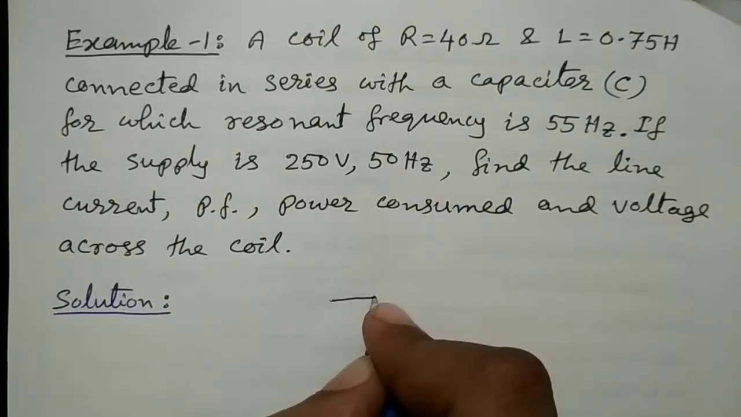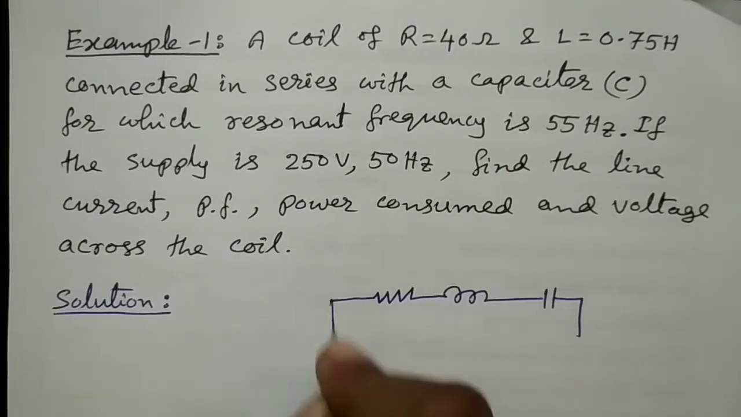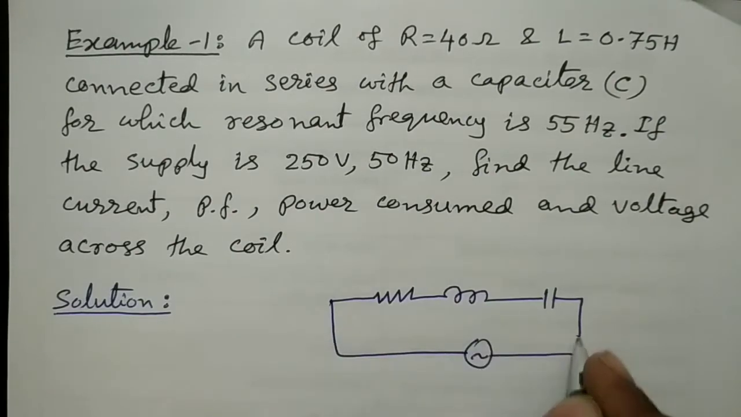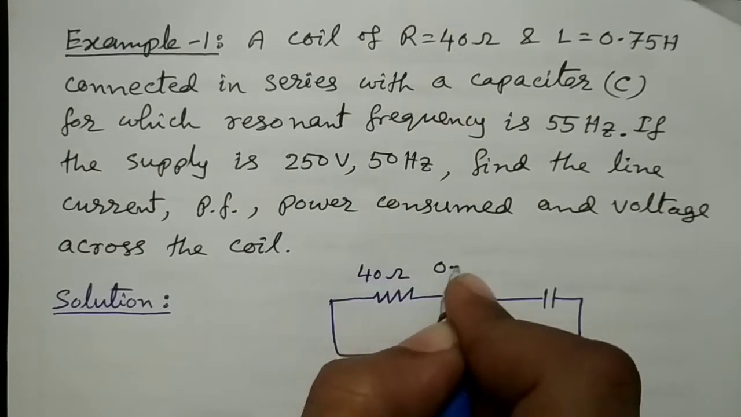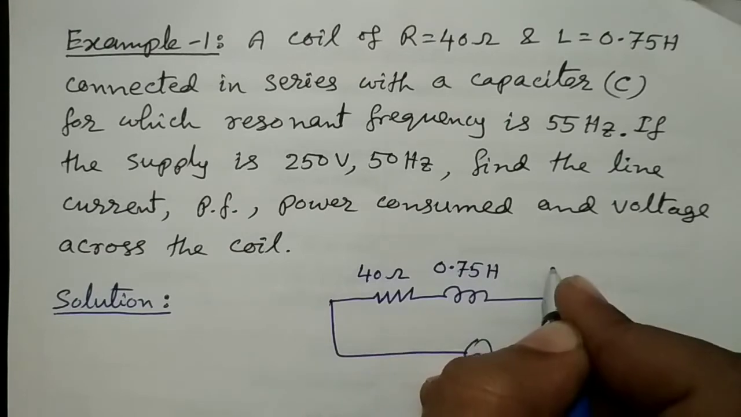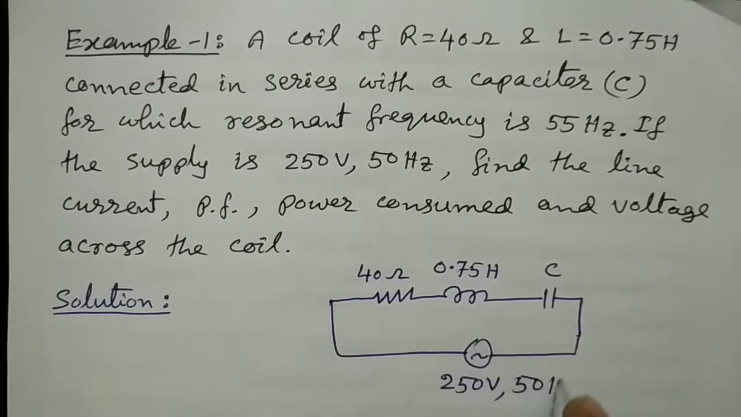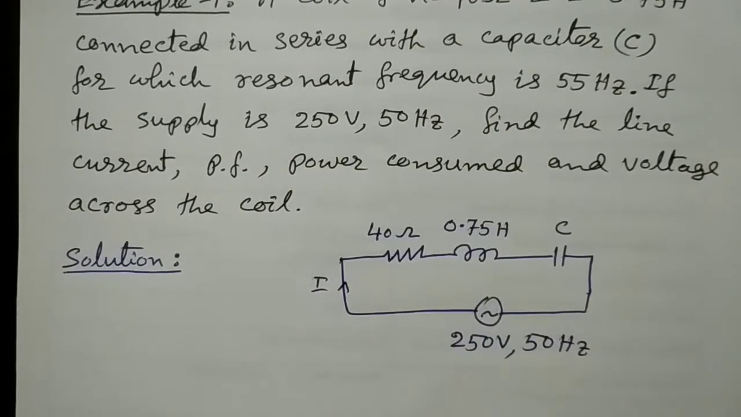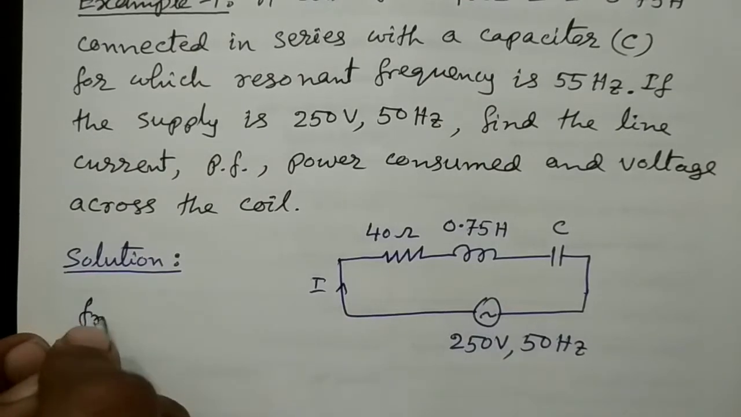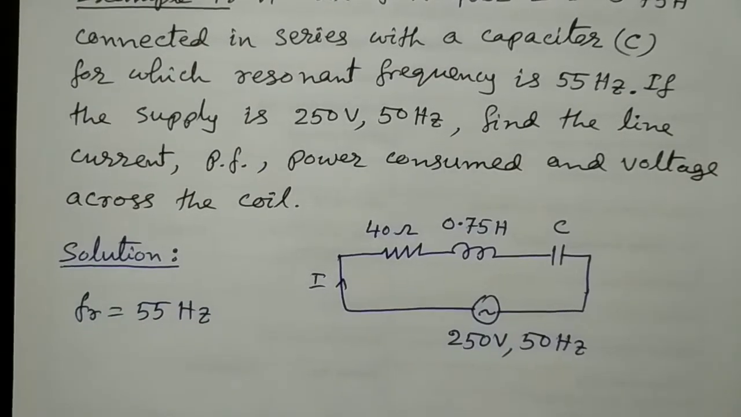So it is the RLC series circuit, where the value of R is given as 40 ohms and the L is 0.75 Henry. The value of capacitance is not given, we have to calculate this value. The supply voltage is 250 volt 50 Hz. And in this question it is given that the resonant frequency is 55 Hz. That means for this circuit the resonant frequency will be 55 Hz.